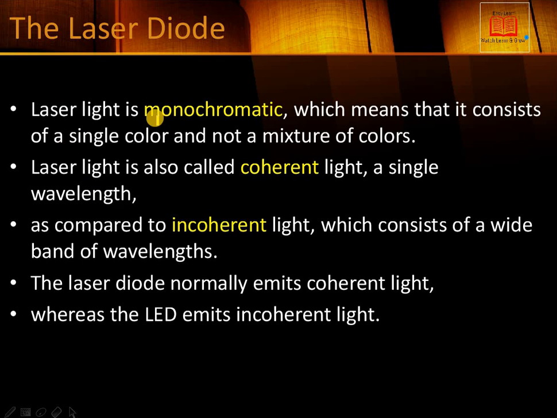The laser diode has a very important parameter, that is monochromatic. Monochromatic means that it has a single color, that we cannot split it into further colors. For example, if we talk about the incandescent bulb light, or sunlight, we can split the light into different colors because the light of the sun is made up of a combination of different colors.